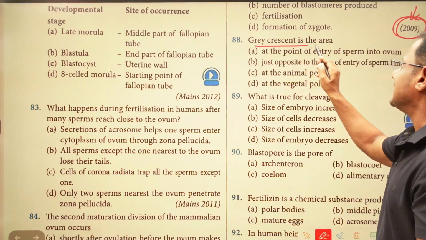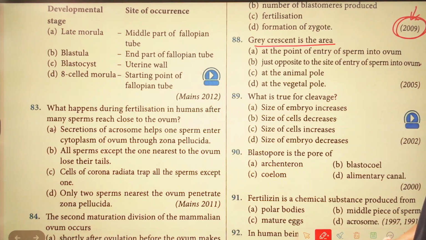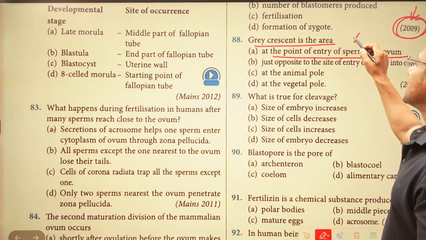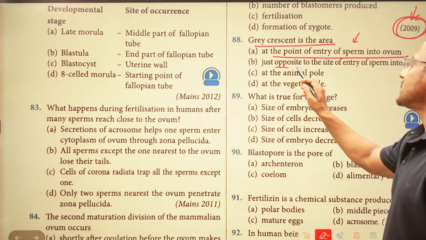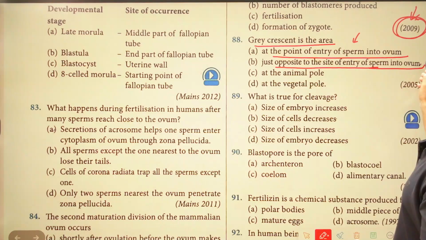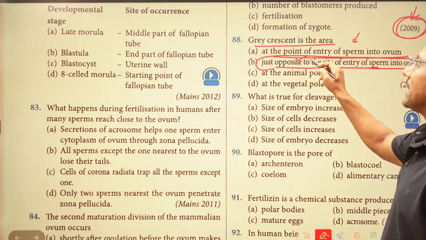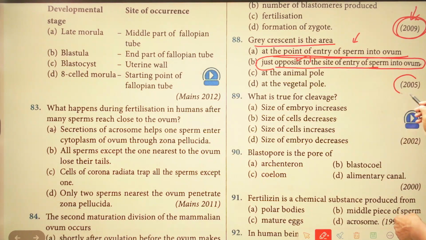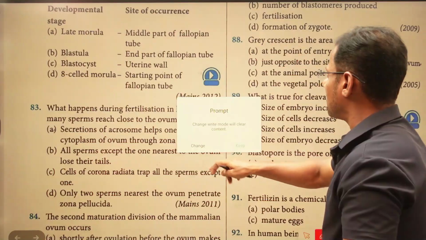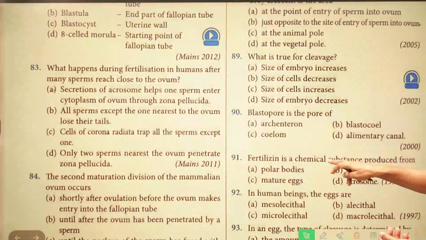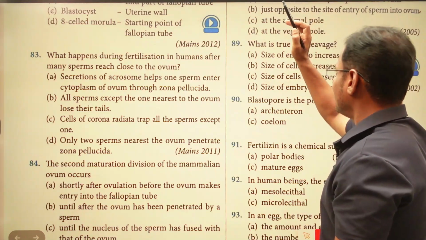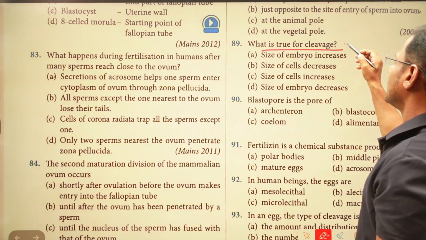So the gray crescent is the area just opposite to the point of entry of the sperm into the ovum. The reception cone is at the site of entry of the sperm into the ovum. So this is the right answer. This was the question asked in 2005. It may have been there in the textbook, we don't know. And let us see the 89th question. What is true for cleavage?